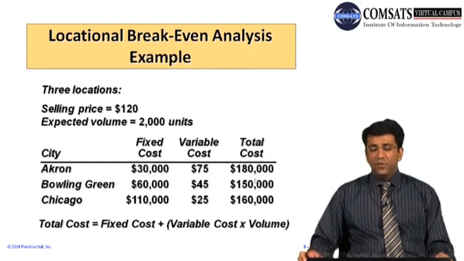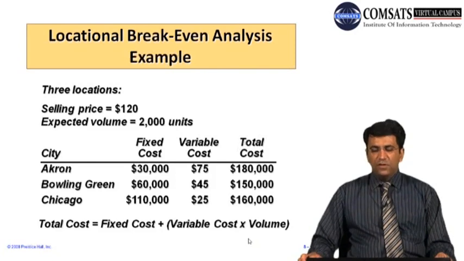Now we will have to calculate the total cost. The total cost will be equal to the fixed cost plus the variable cost, because it is the variable cost which will vary with respect to the level of production. So we will multiply this variable cost factor by the certain volume, which is 2000 units in this particular case. So we can get the total cost in this way.